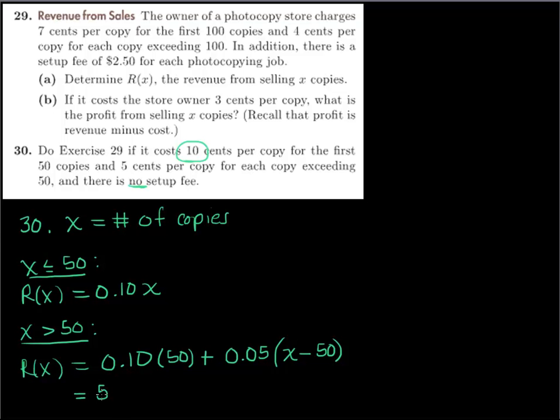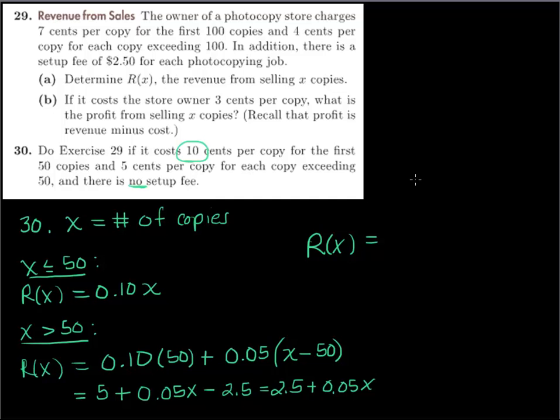So this is going to be 5 plus, and I'm going to distribute this through. I need you to simplify this. Don't put this as your answer. You need to simplify. Minus 2.5, right? If I take 0.05 times 50. And if I simplify that, my revenue for over 50 copies is going to be this. Okay, and so what would my answer be then? This is not my answer. This is just the work that I would like to see.